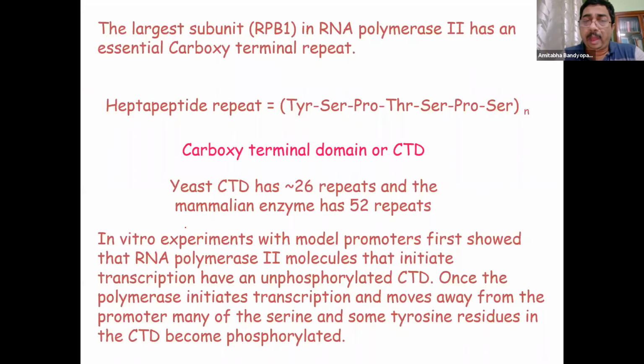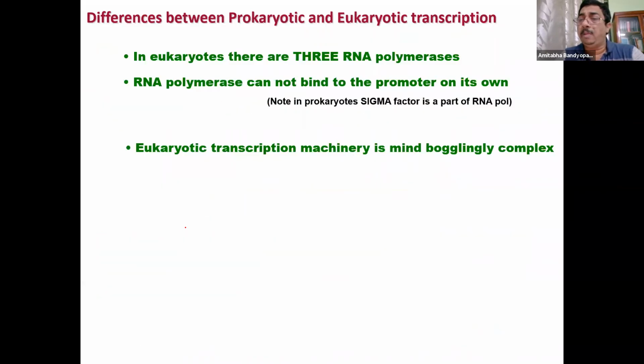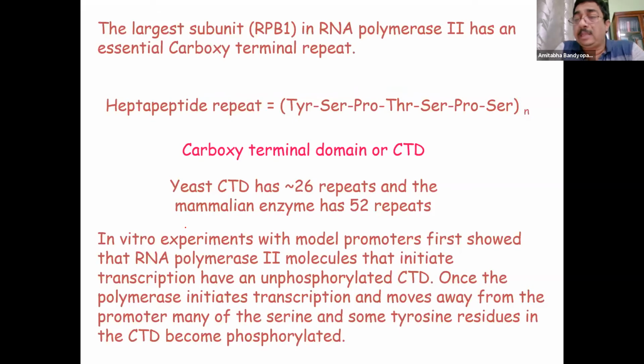It has many components, and on top of that, there is a special feature. The largest subunit of RNA pol 2, RPB1, has a C-terminal domain which has a unique sequence. It's called a heptad repeat, heptad meaning 7 amino acids. So 7: 1, 2, 3, 4, 5, 6, 7. And look at the amino acids: tyrosine, serine, proline, threonine, serine, proline, serine. All of these can be, sorry, not this one.